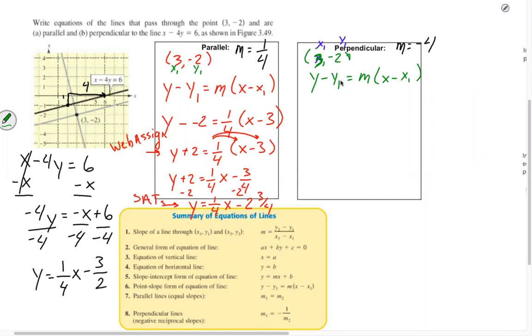So now I'm going to plug in what I got. So it's going to be y minus -2 equals m, which is -4, times x minus 3. Okay, clean it up a little bit. Y plus 2 equals -4 times the quantity x minus 3. Again, that's probably where WebAssign stops.